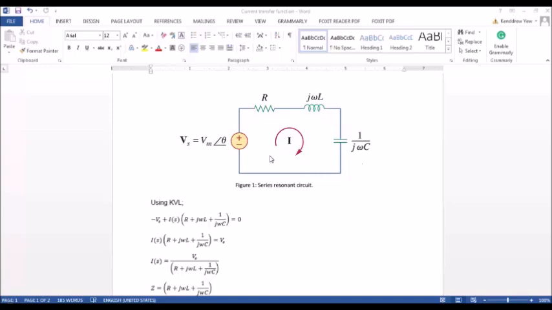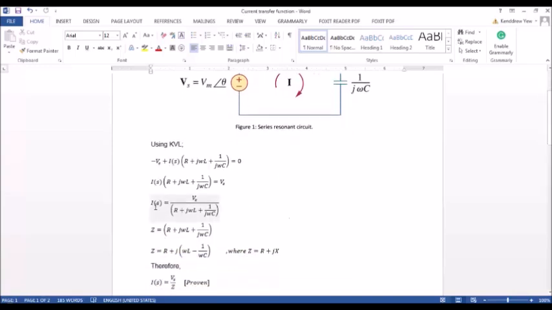By using Kirchhoff's voltage law, the equation is negative Vs plus Is multiplied by (R plus j omega L plus 1 over j omega C) is equal to 0. Next, we arrange it, and we get Is equal to Vs over (R plus j omega L plus 1 over j omega C).